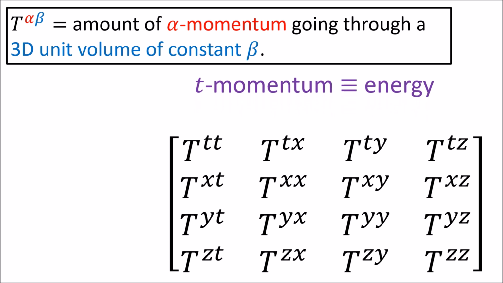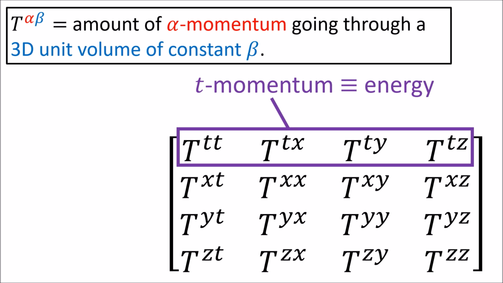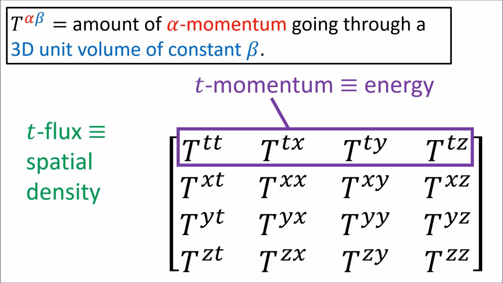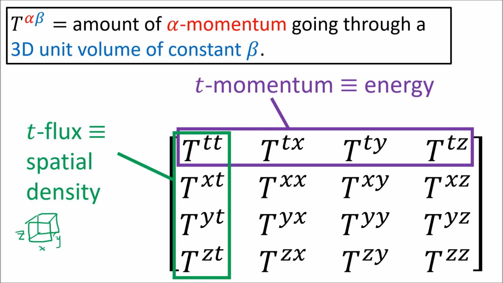But we should remember that the time component of 4 momentum is the energy of a particle. So the first row of the energy momentum tensor, where alpha is the time index, is really about the energy of the particles. Also, the phrase flux across a volume of constant time is really just a fancy way of saying density across space, which is the amount of stuff in an XYZ unit box at a constant time. So the first column, where the beta is the time index, is really about densities across space.